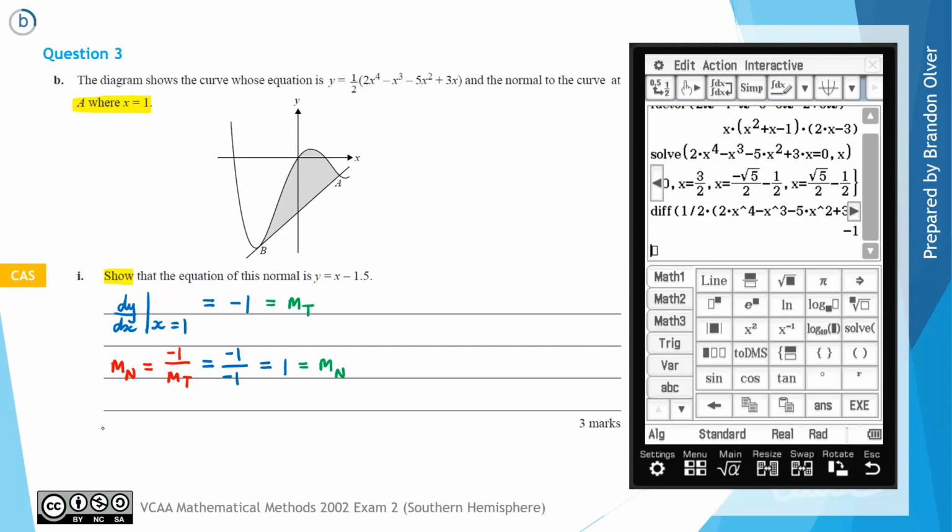So we know that x equals 1 is the point where A is located. So when x equals 1, we find that y is equal to, and we would just sub 1 into this equation. So that's something we'll do on our calculator.